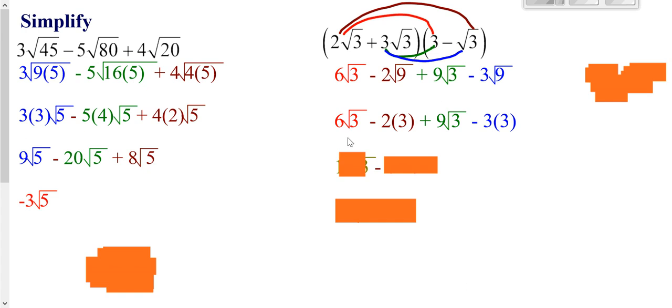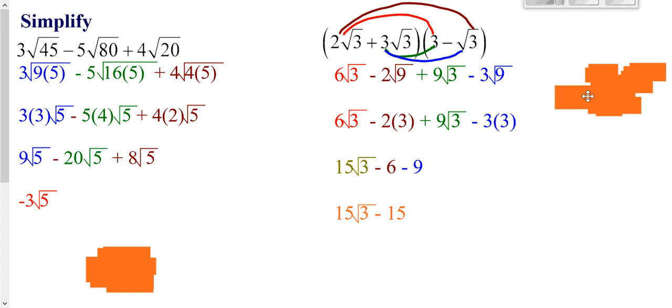So now we can go ahead and simplify this a little bit. 9 of the root 3s being added to 6 of our root 3s is a total of 15 of the root 3s, and this is just a 6. This is a 9 over here, so we can take negative 6 and subtract 9, and we will get this.